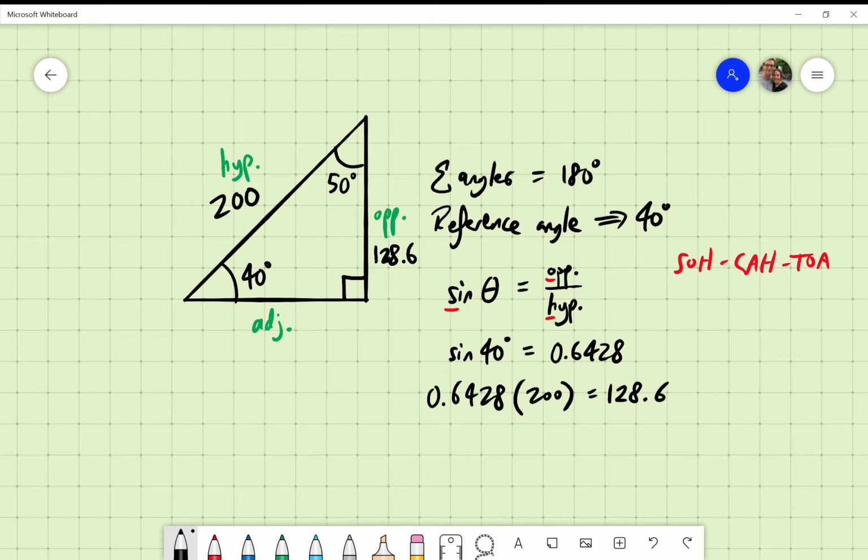I'm going to fill it in over here, 128.6. And I can use the cosine function. Cosine theta equals adjacent over hypotenuse. That is the CAH in SOHCAHTOA. And when I do cosine of 40 degrees, I get a different number entirely. I get 0.7660.